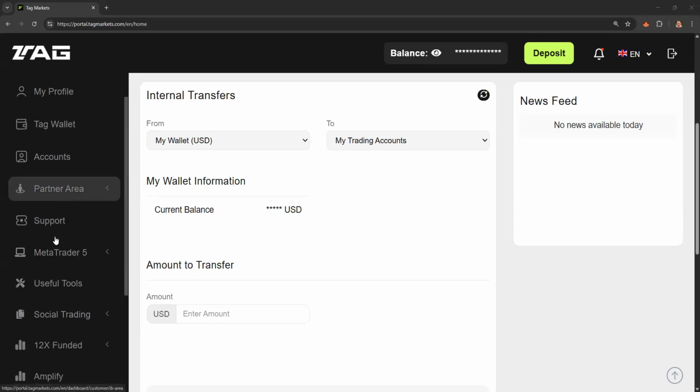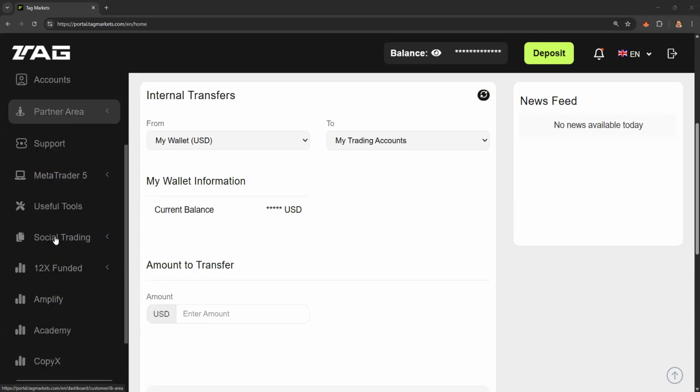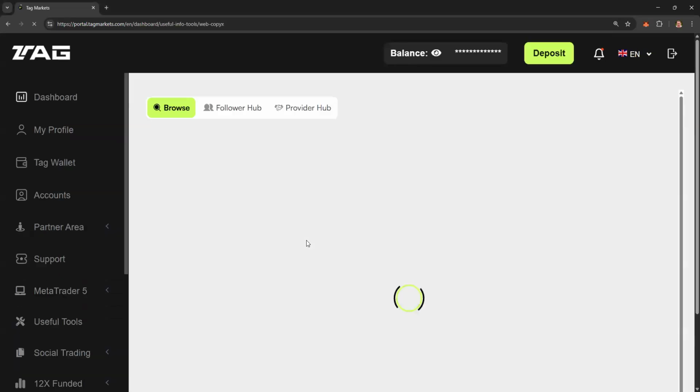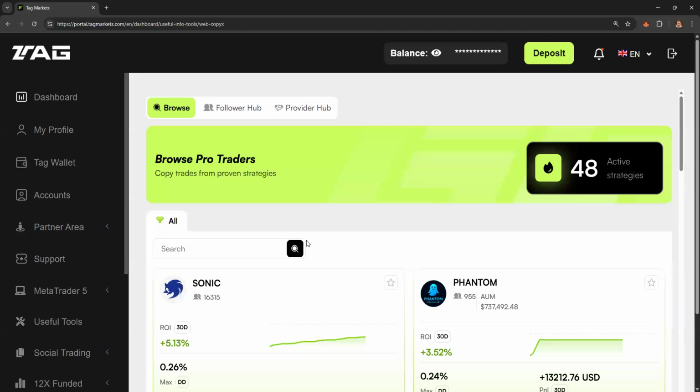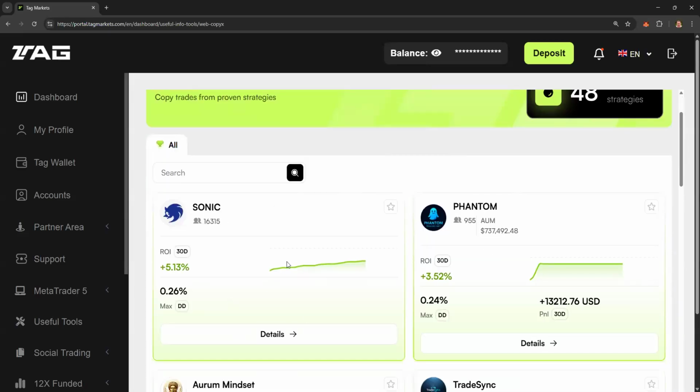You can scroll down and we're going to go here today to copy X. So we're going to click copy X. Now copy X is where you can see effectively the different areas where people can use for copy trading. And now what we do is we use Sonic. So this is the one that we use, so Sonic AI.